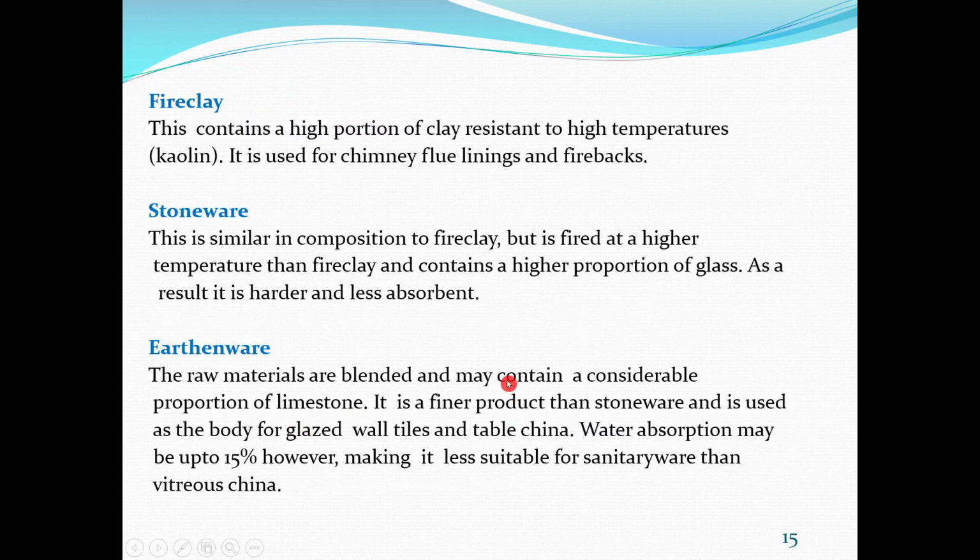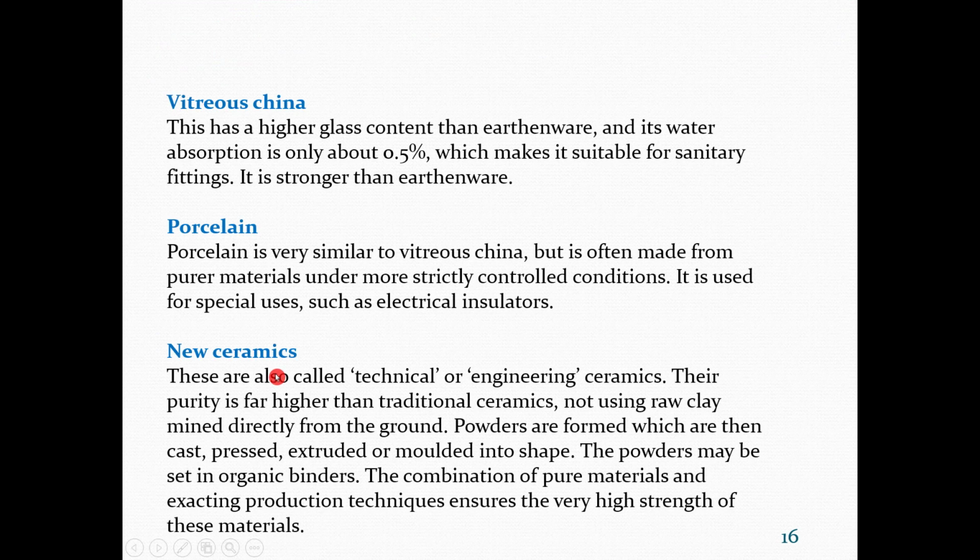Then we have the fire clay. This contains a high proportion of clay resistant to high temperatures. It is used for chimney flue linings and fire backs. It is also used for some stonewares as well as earthenwares. Then there is vitreous china. This has a higher glass content than earthenware, and its water absorption is very low, at 0.5 percent, which makes it suitable for sanitary fittings. It is stronger than earthenware, and the same goes for the different porcelain materials.